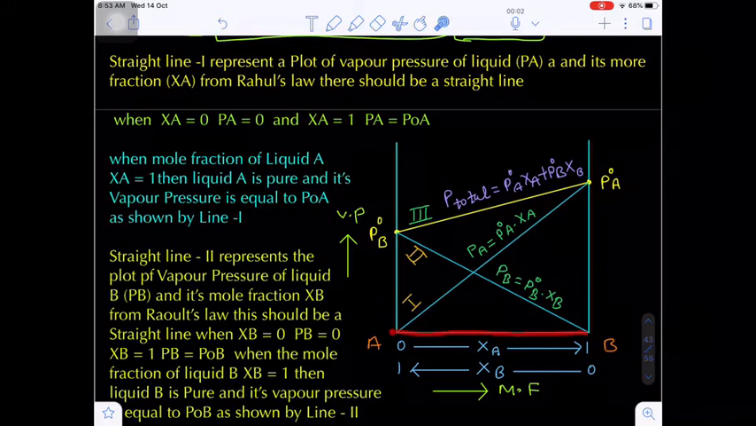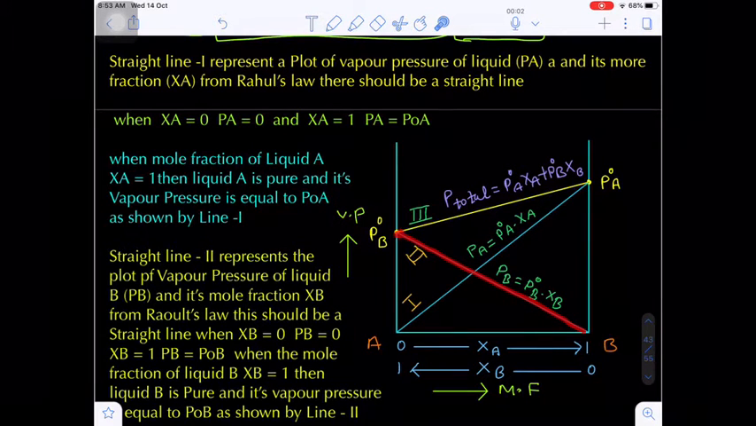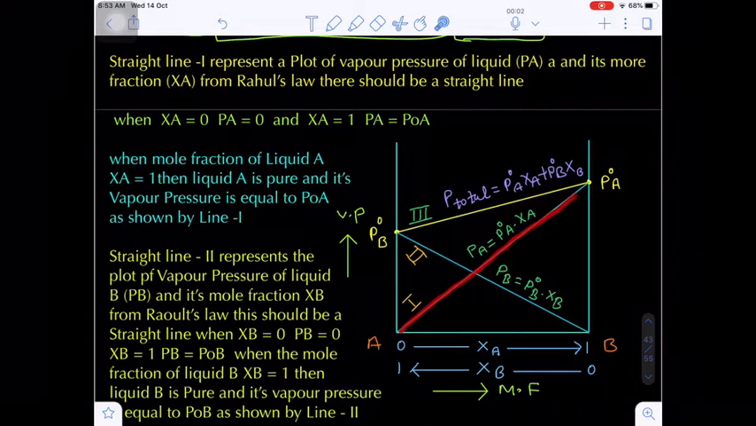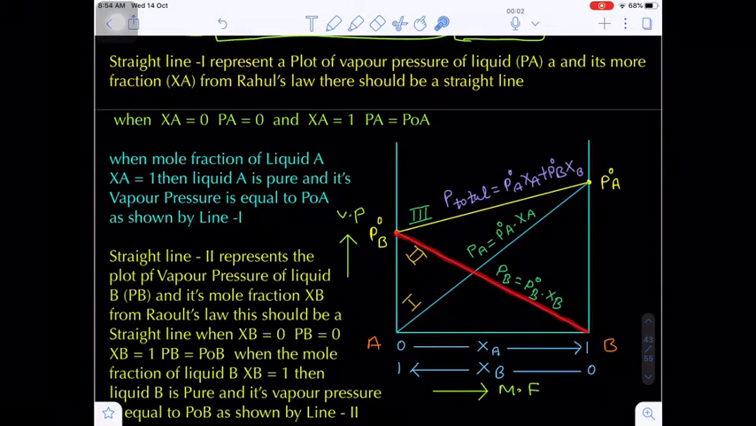Okay, suppose you move from B to A, the mole fraction of B gradually increases. So the vapor pressure of B also gradually increases, and it reaches the maximum value where the mole fraction of B equals unity. Then the vapor pressure of B will be the highest value. Now this is straight line 1. Straight line 1 gives the linear relation between the vapor pressure of component A versus its mole fraction. And this is straight line 2, which gives the relation between the vapor pressure of component B versus its mole fraction.